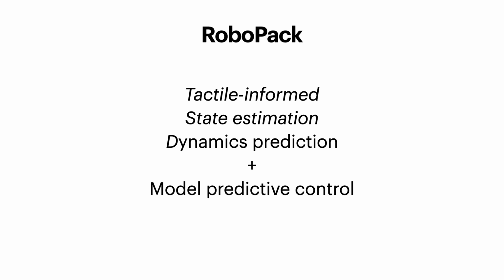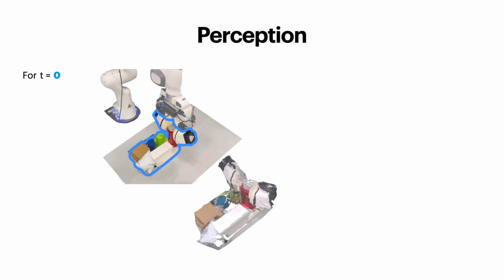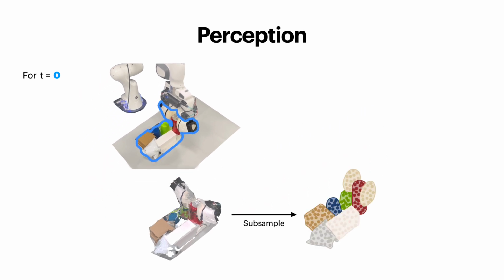Next, let me begin with how we perform state estimation with visual and tactile sensing. At the initial time step t equals 0, we obtain particles for each object in the scene via point cloud segmentation and downsampling. These particles represent the geometry of these objects. To further characterize their dynamics properties, such as deformability and friction, we append our object-level latent physics vector to each particle, which are initialized as zeros at this point. We define these particles with physics embeddings as our state representation.